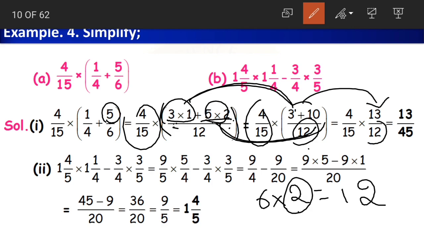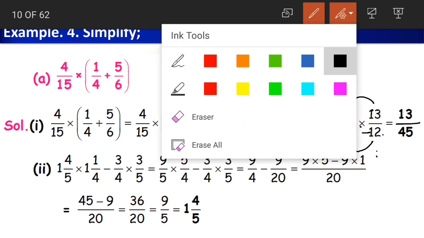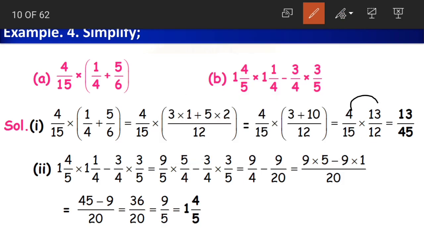The denominator is 12. Yes, the denominator is 12. 13 by 12. Now 4 by 15 into 13 by 12. How do we multiply? Multiplication is easy, right? No matter whether they are like or unlike fractions, we simply multiply the numerators and then divide it by the product of denominators. Now 4 into 13 by 15 into 12.